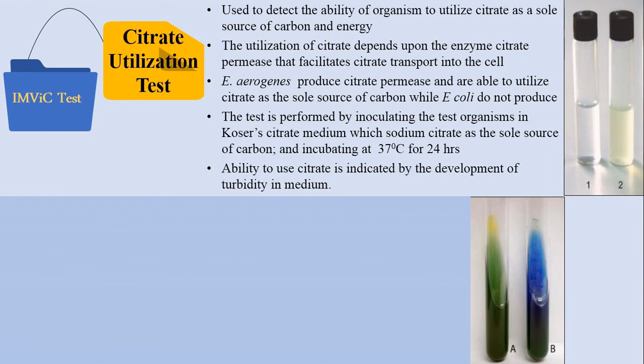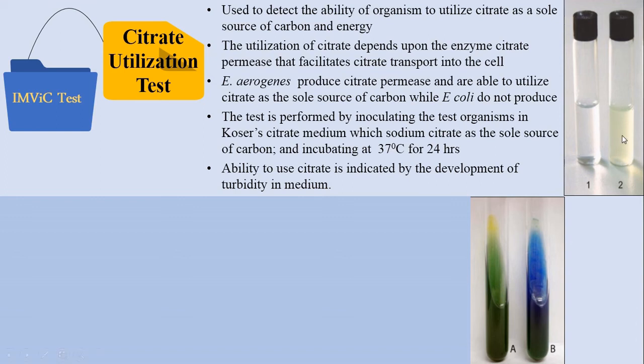The ability of organisms to use citrate as a source of carbon and energy is indicated by the development of turbidity in the medium. And the development of turbidity is because of the growth of organisms in the medium. That is the indication of use of citrate as a source of carbon and energy.